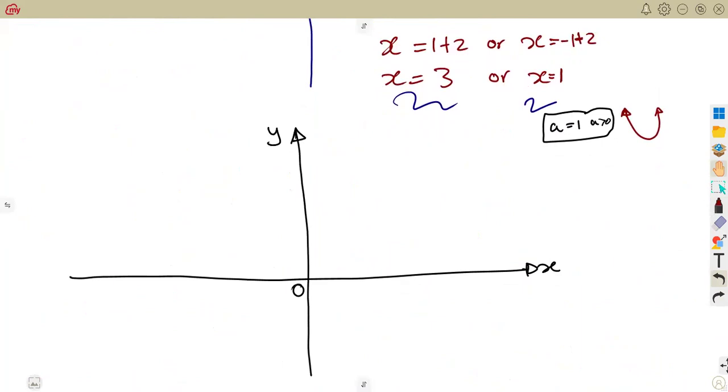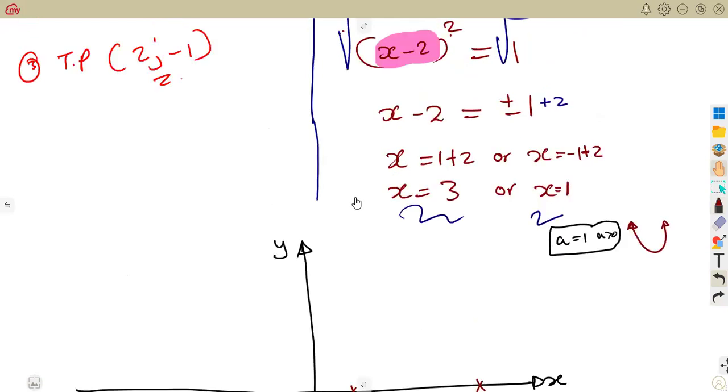Let us consider our intercepts. Remember our x-intercepts. They are both positive. Positive 1, positive 3. They are both positive, all right? So let us just mark our points. Let us just say this is where we have our positive 1. Let us say this is where we have our positive 3. Okay, these are the intercepts.